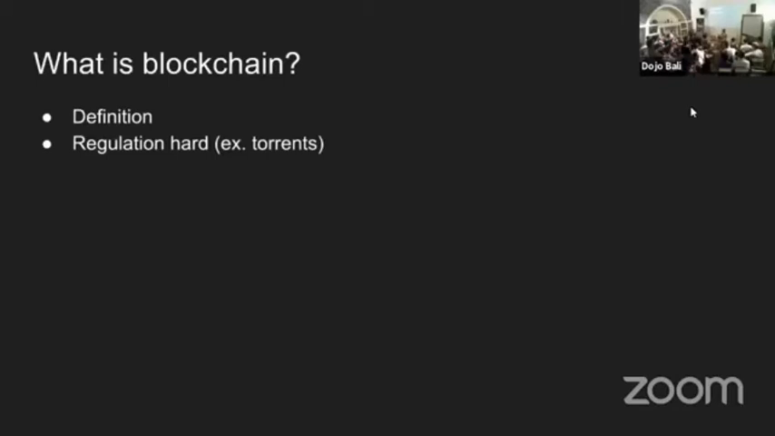The cool thing about this is it's decentralized. It's not just one bank, it's thousands of nodes distributed across the entire world, and regulation of that's incredibly hard.